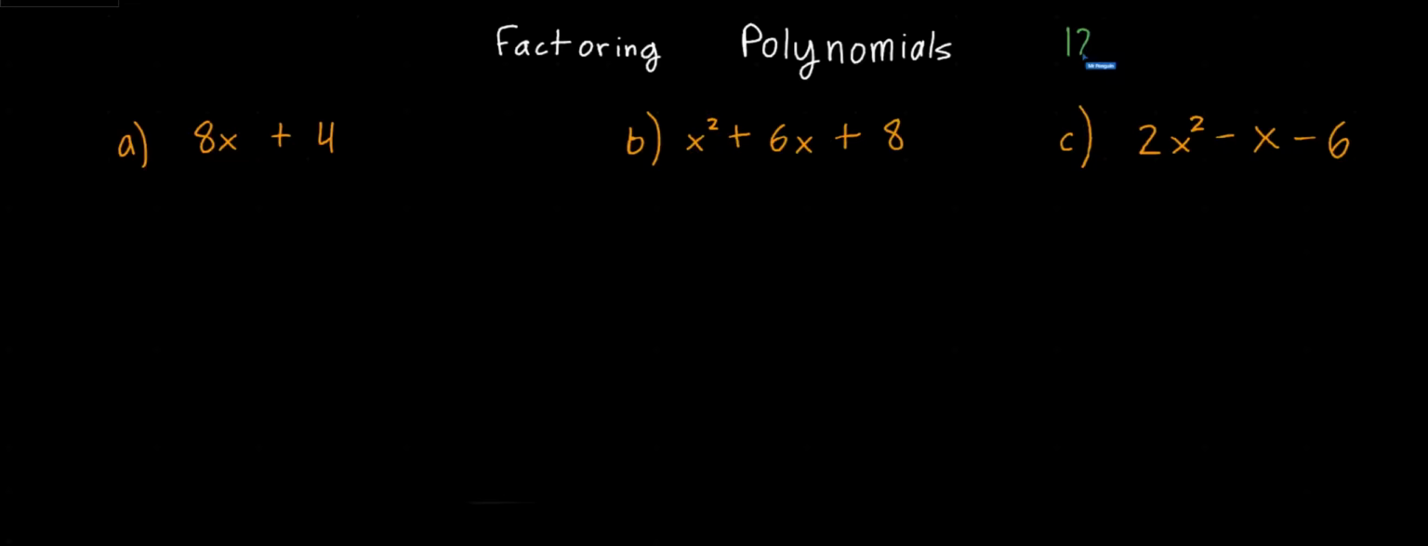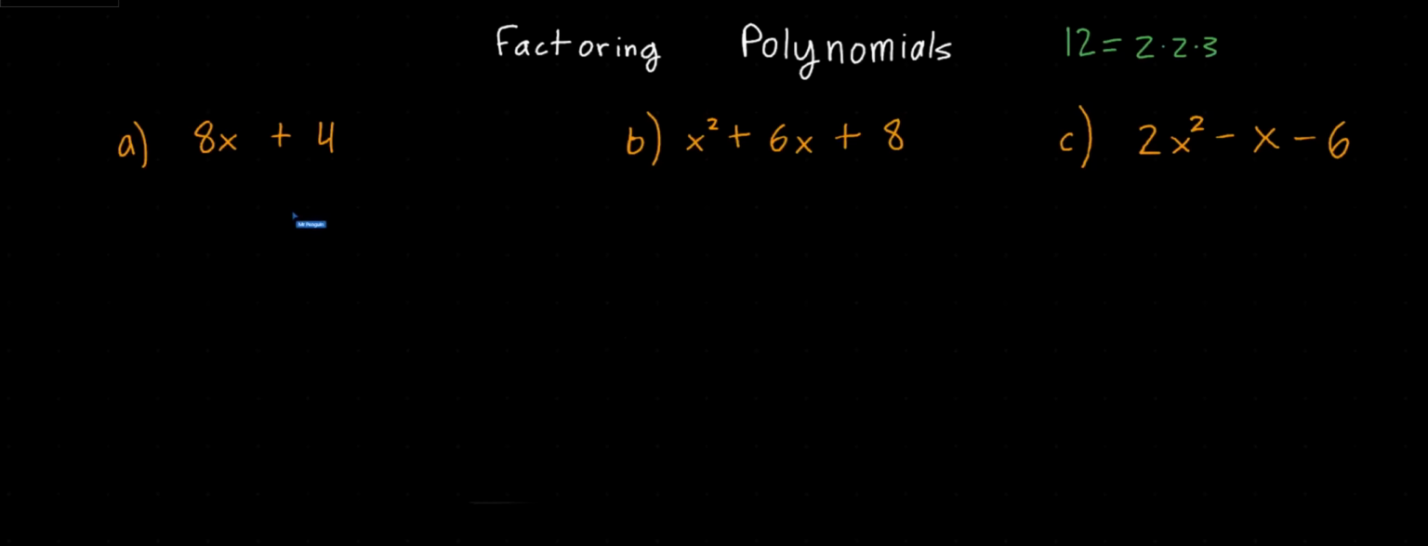Factoring polynomials is the same as factoring any other number. So if you had 12, the factors would be 2 times 2 times 3. And when we're factoring polynomials, we're basically doing the same thing. So we're just finding factors to multiply each other with to get the main expanded polynomial.